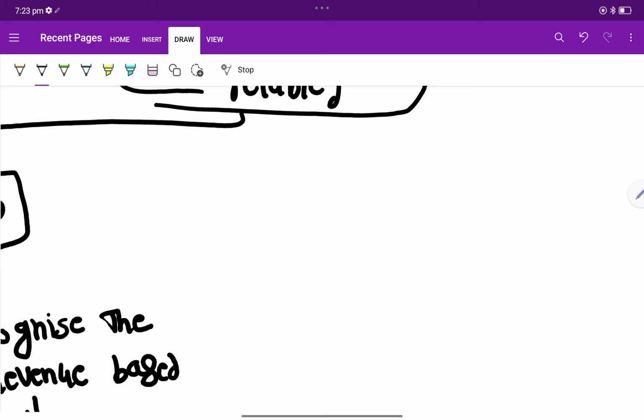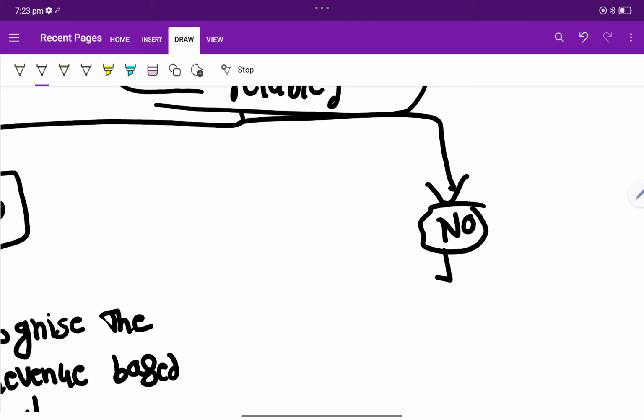Whereas if the outcome of the contract cannot be estimated reliably, then whatever cost you have incurred, that should be recognized as revenue.